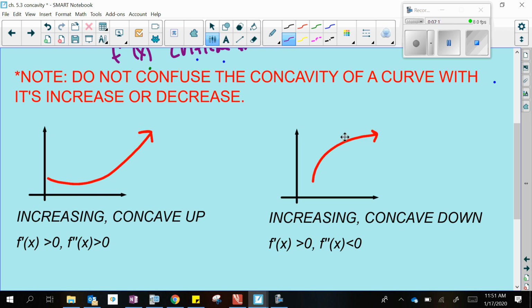This function is also increasing, right? The y values are going up, but it's actually concave down, so it would dump water. Does that make sense? And the slopes of the tangent lines are actually getting lower, because it's going up, it's going to go to 0, then it's going to go down.